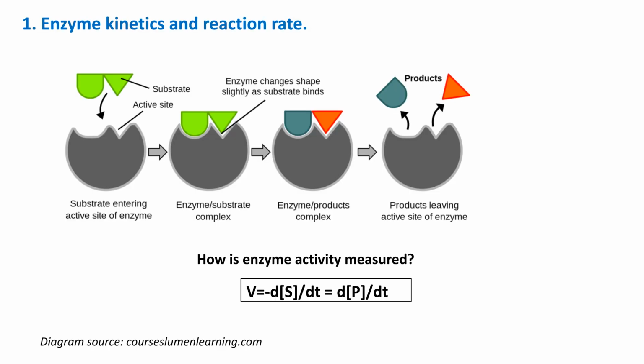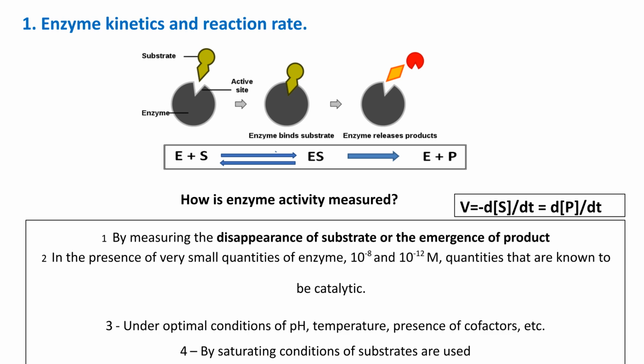The reaction rate, V, is measured as the change in substrate concentration over time, or the change in product concentration over time. Enzyme activity is measured by observing the disappearance of the substrate, or the emergence of the product. This is done with very small quantities of the enzyme under optimal conditions and substrate saturation.